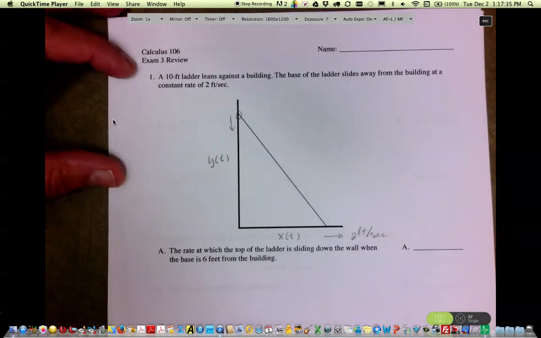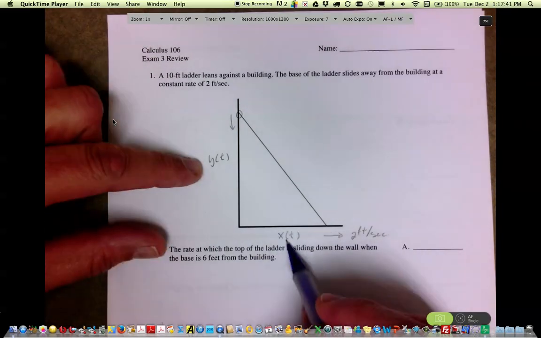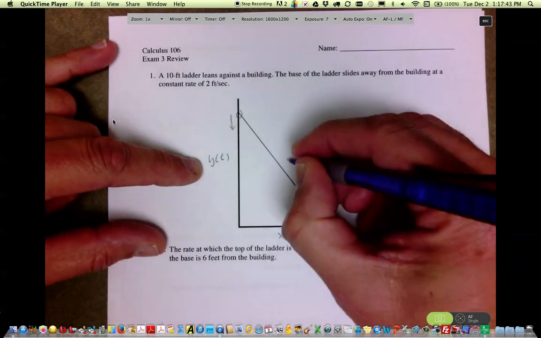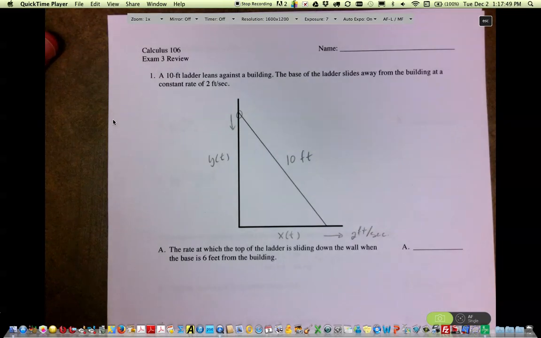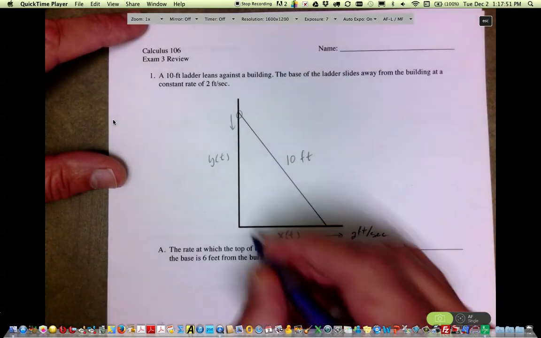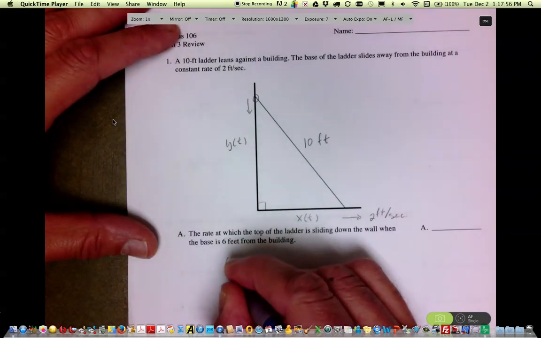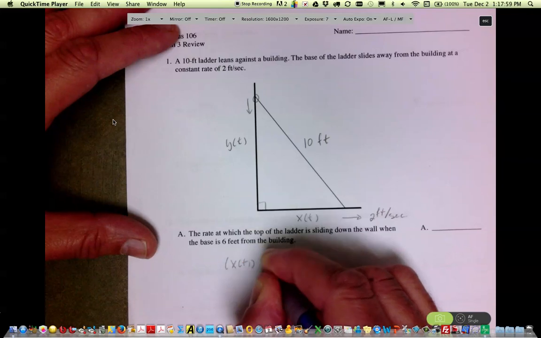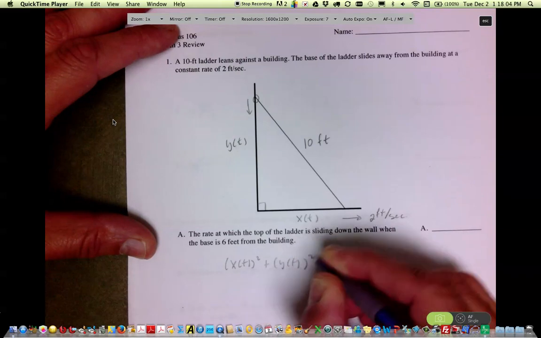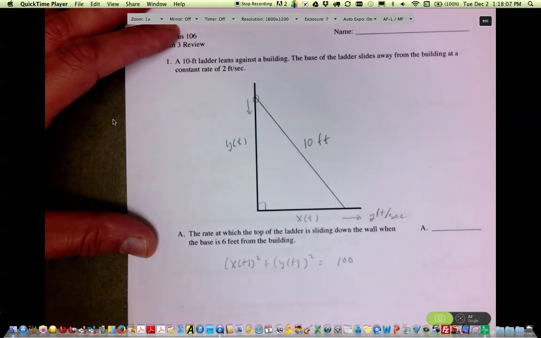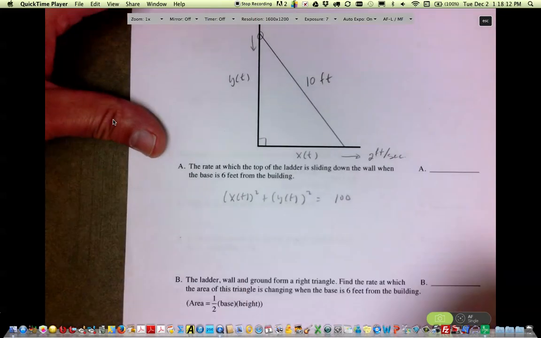The next thing I want to do is set up a relationship between these two functions. We know that this ladder is 10 feet long and it's not changing. One thing that relates x and y is that this is a right triangle, so the Pythagorean theorem holds. We can say that x of t squared plus y of t squared has to equal 10 squared, or 100.